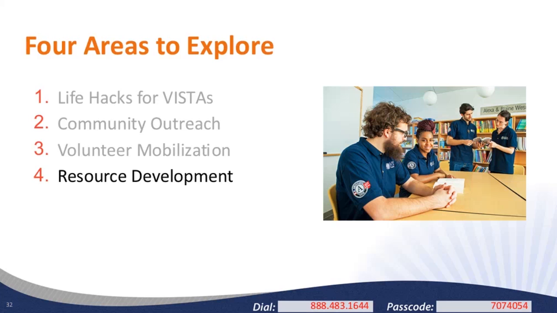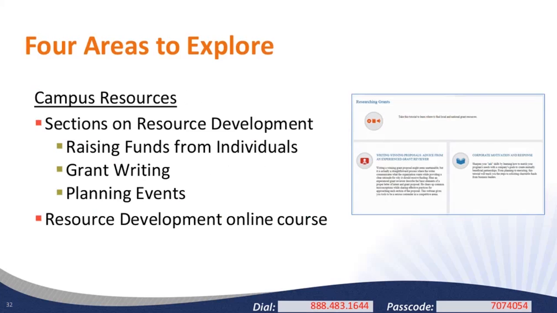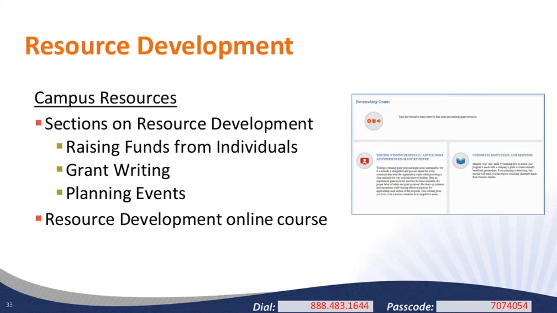sector after you finish. The Vista campus has an entire section on resource development with resources relating to grant writing, fundraising, and special events. The tutorial on researching grants is a great introduction to finding funding opportunities. Vista also offers a 10-week online course in resource development. Again, if you take this course and pass, you can earn 3 college credit recommendations.